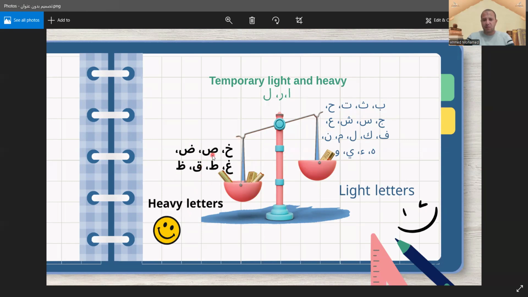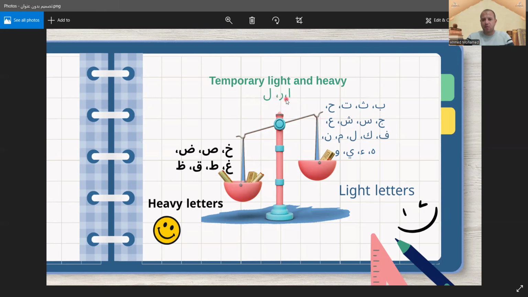These are the heavy letters, which are seven, starting from kha up to dha. If you count, you will find there are seven letters. We collected them in a short phrase to make it easy to memorize. It's khusṣa ḍaghṭin qidh. If I mention khusṣa ḍaghṭin qidh, these words consist of all of the heavy letters in Arabic.